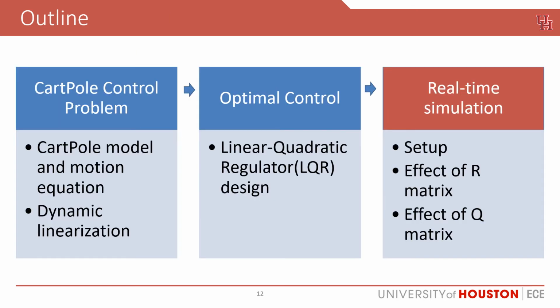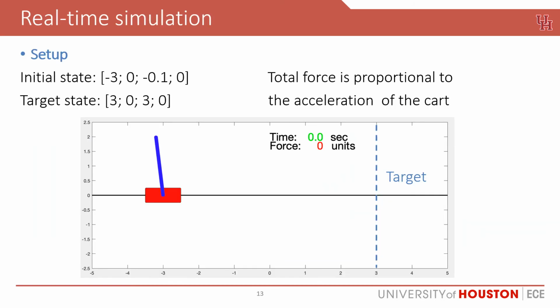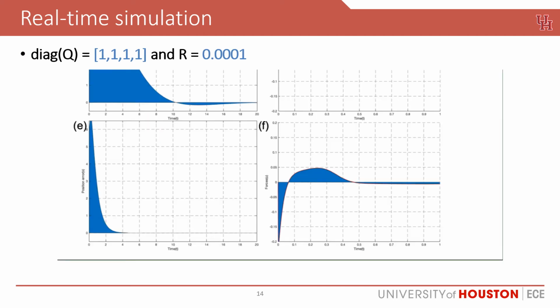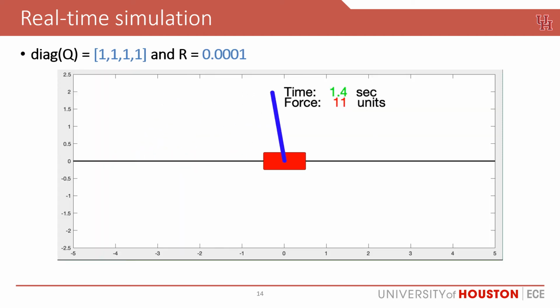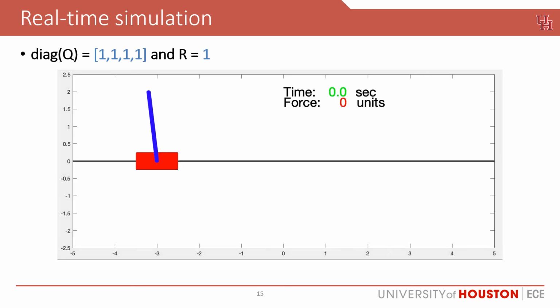So let's go to this real-time simulation. For the setup, the goal is to move the cart from position -3 to 3 while keep the pole upright. For the first simulation, when we choose the diagonal value of the Q to be 1 and R to be very small, the cart took 7.1 seconds to achieve the target and use 14 units forces.